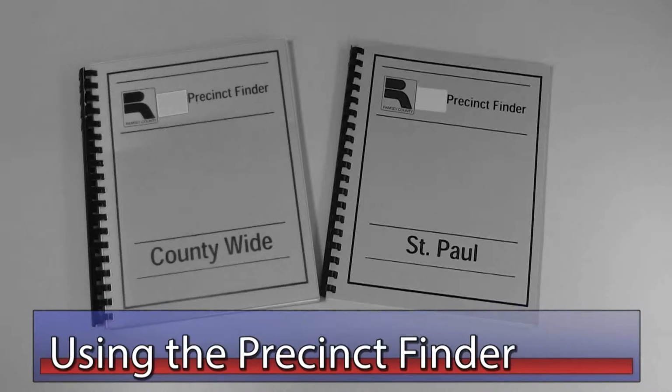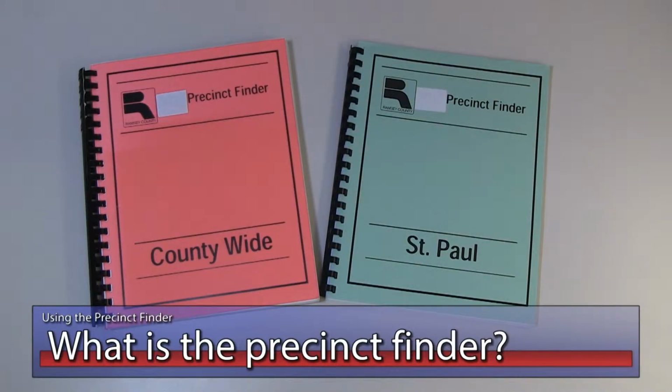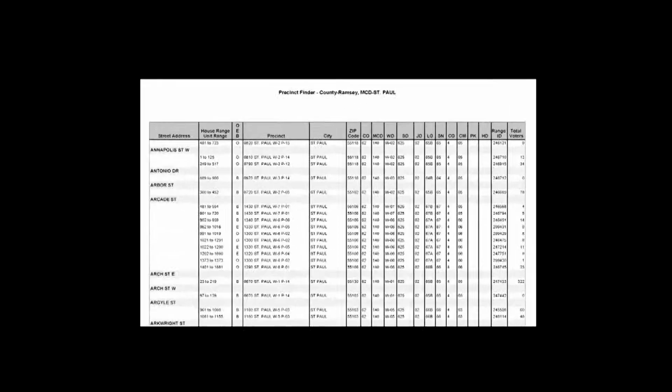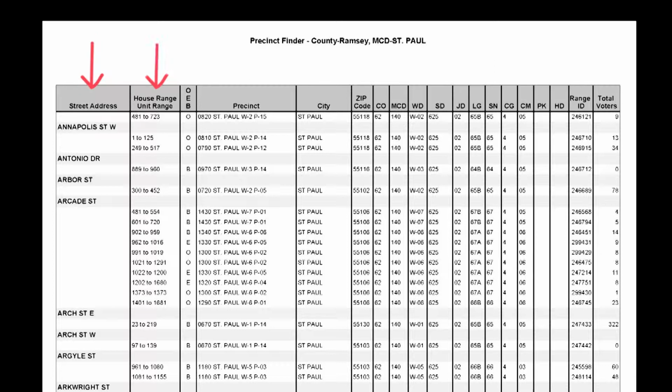Using the Precinct Finder. What is the Precinct Finder? The Precinct Finder lists streets and address ranges and their corresponding polling locations.